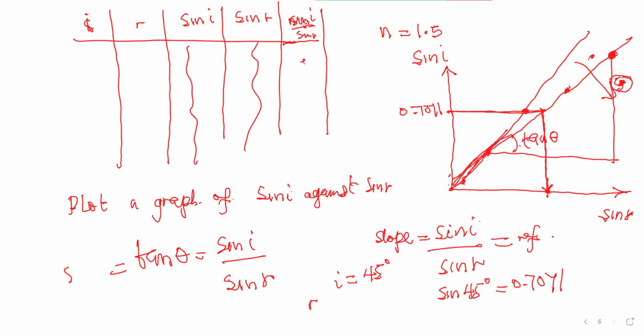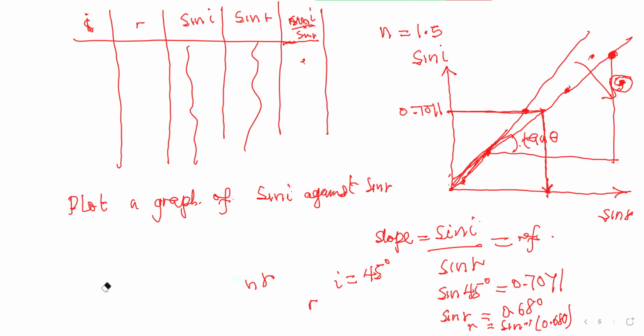If you get the sine r value, let's assume you had, give me any value, 0.680, then r will be equal to the sine inverse of 0.680. Some of you also considered an alternative approach, which was on point.